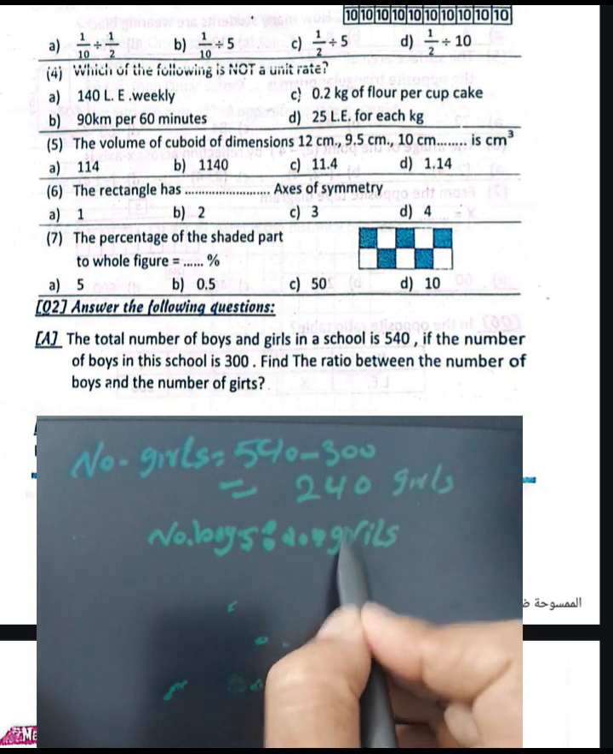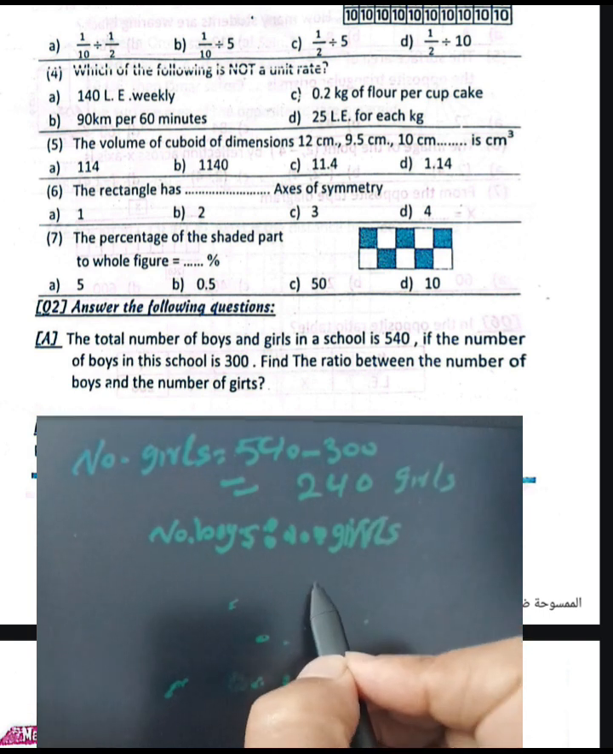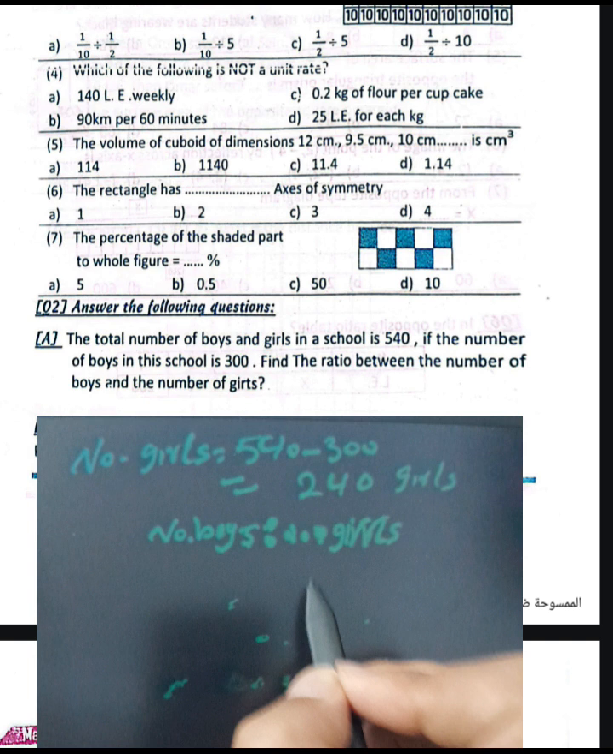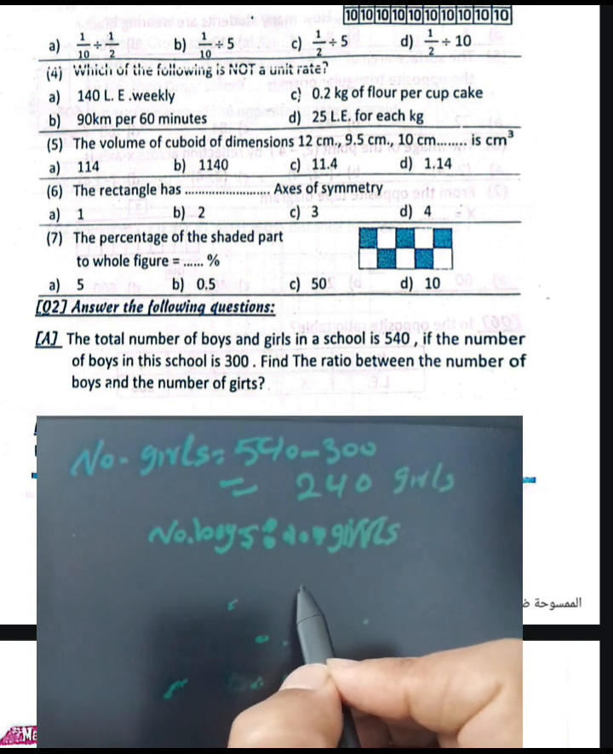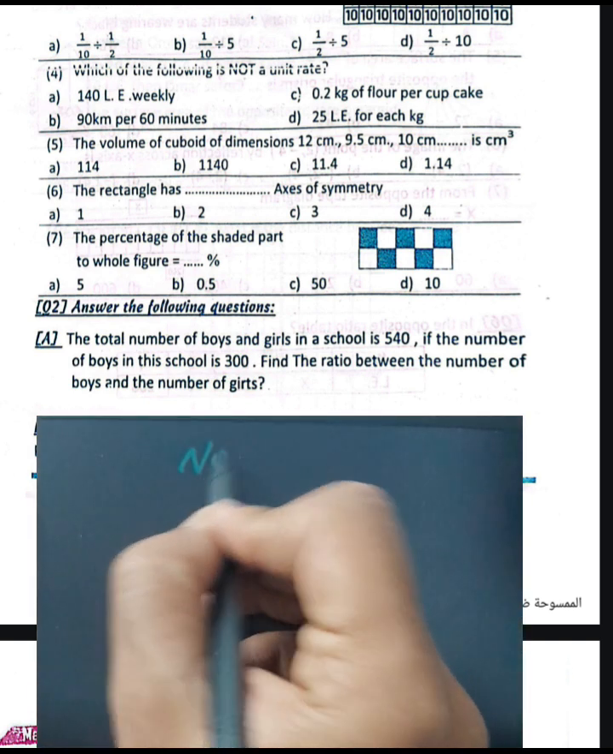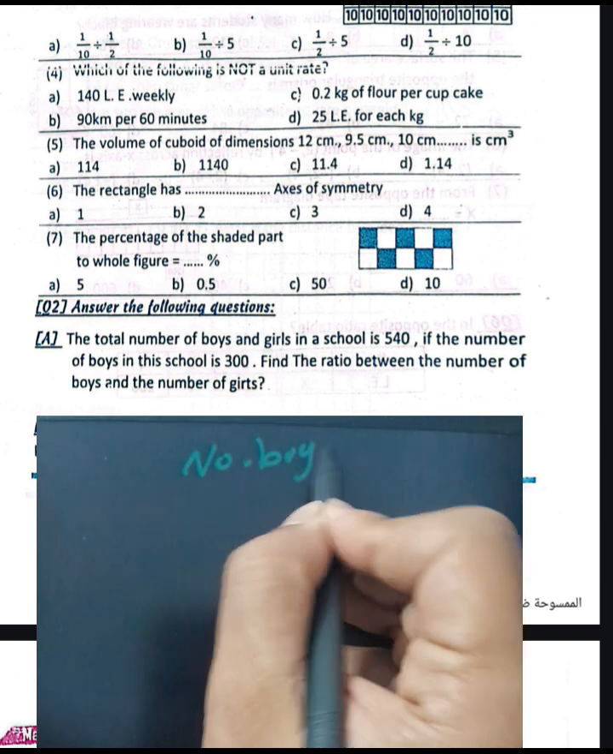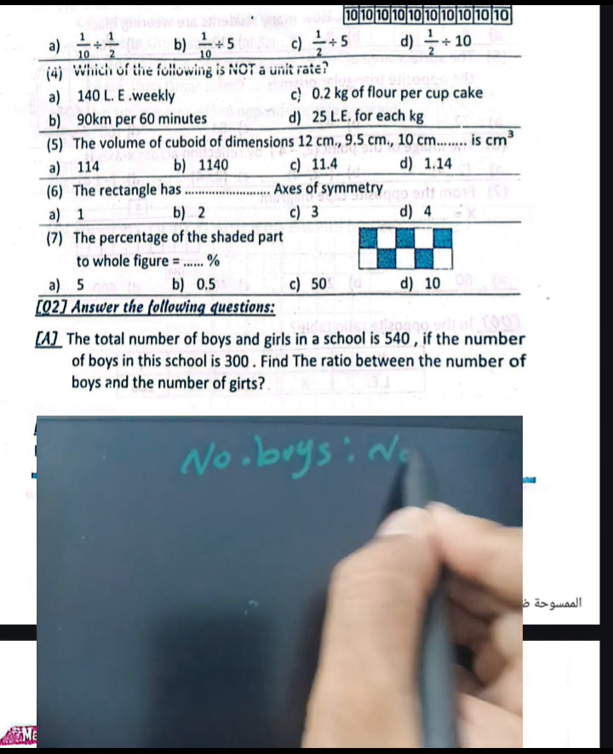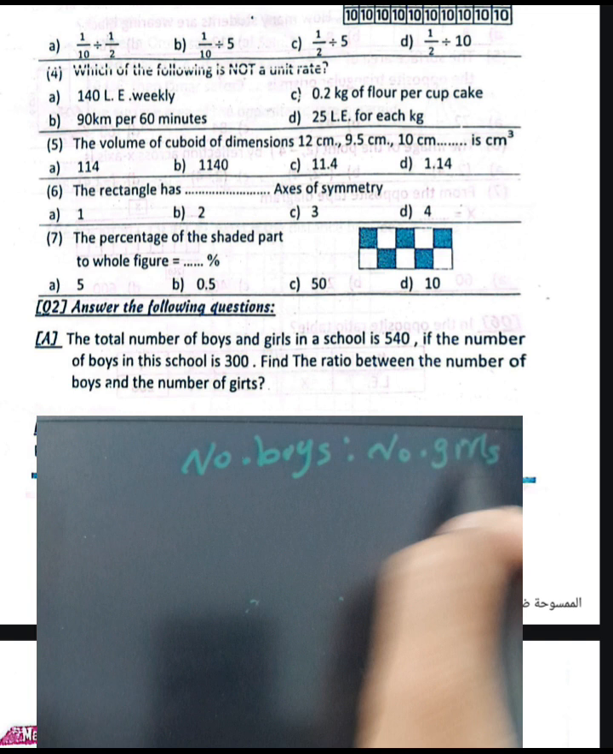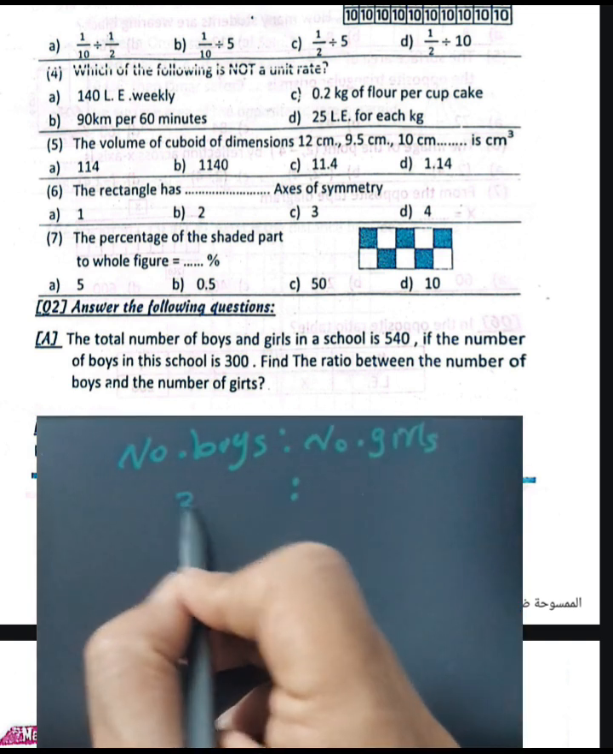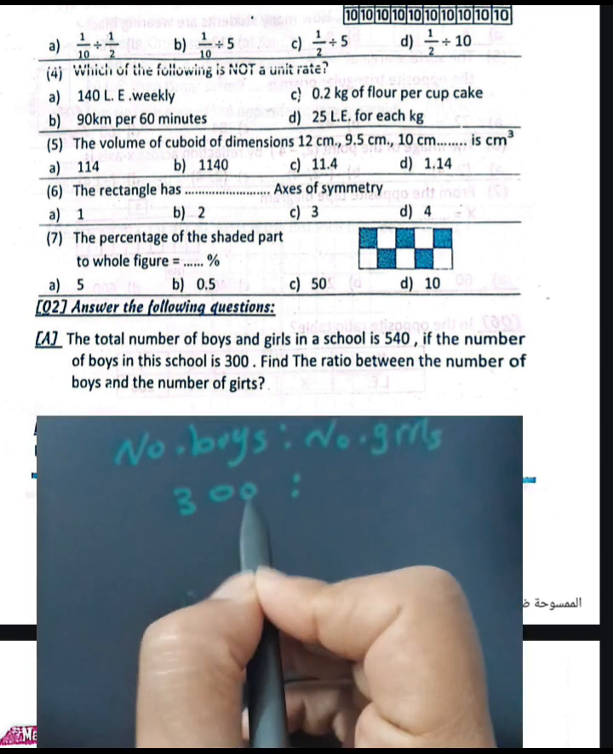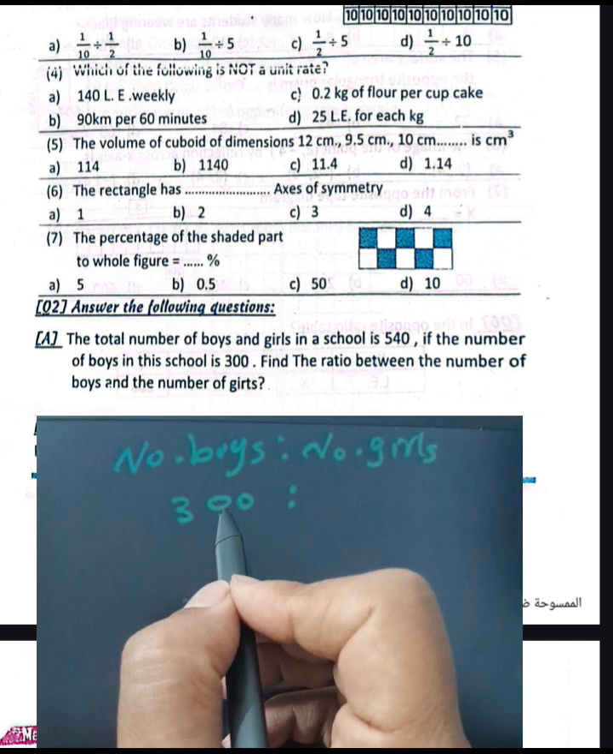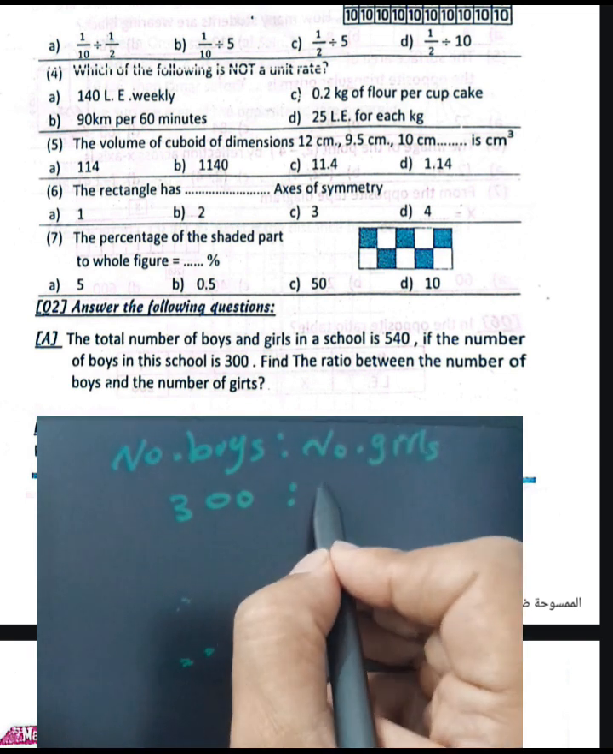Okay, the number of girls. The ratio of the number of boys to the number of girls. How? We have the number of boys and the number of girls. We have 300 boys and girls. 540 subtracted by 300 will be 240.